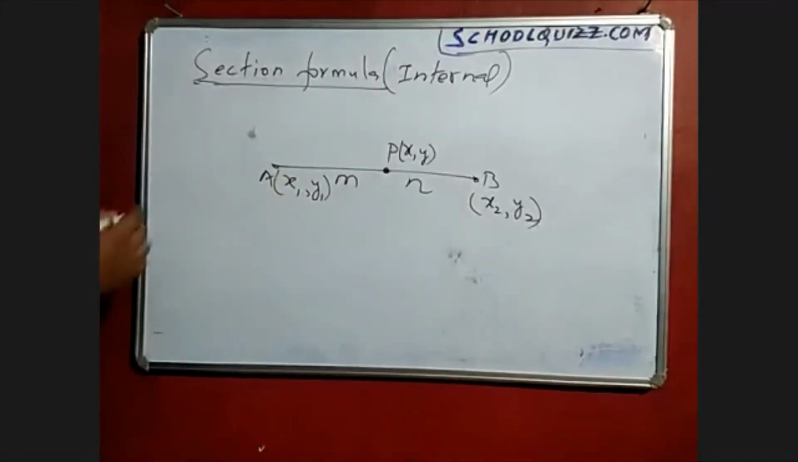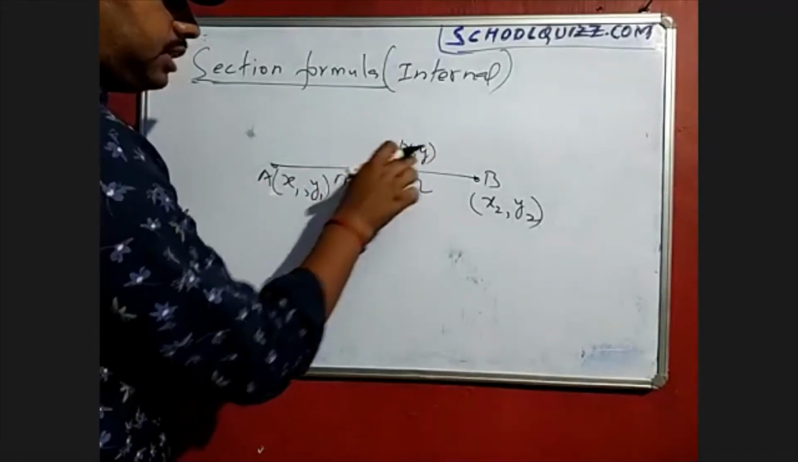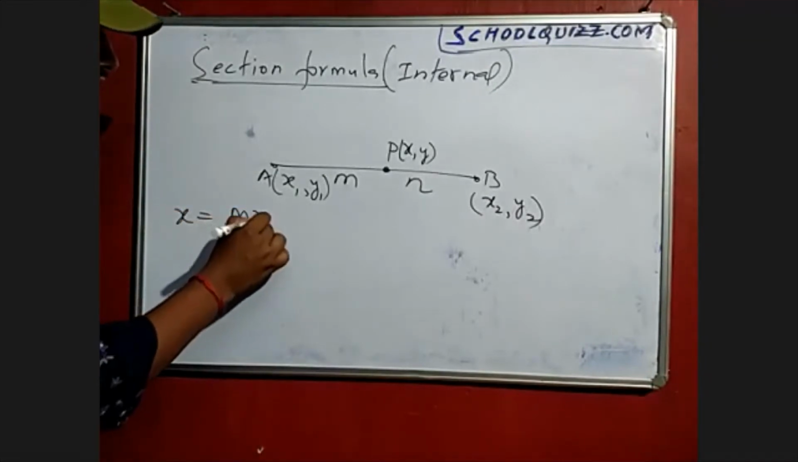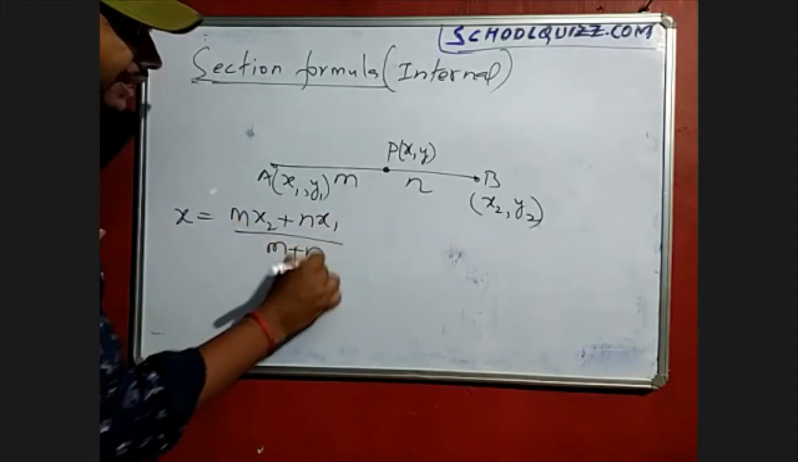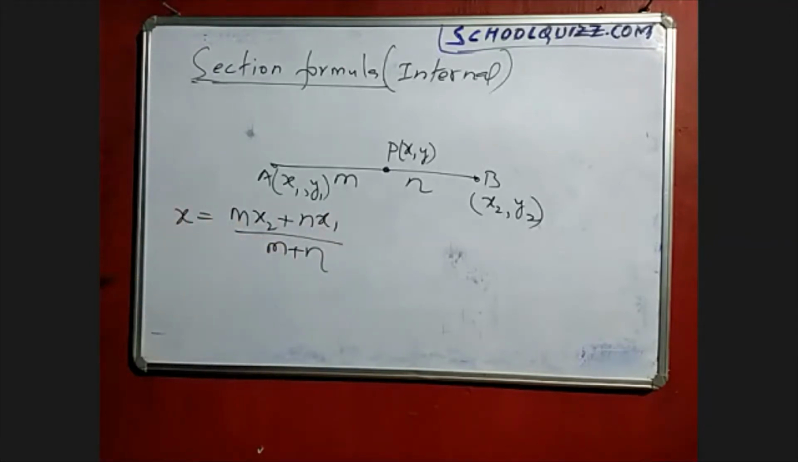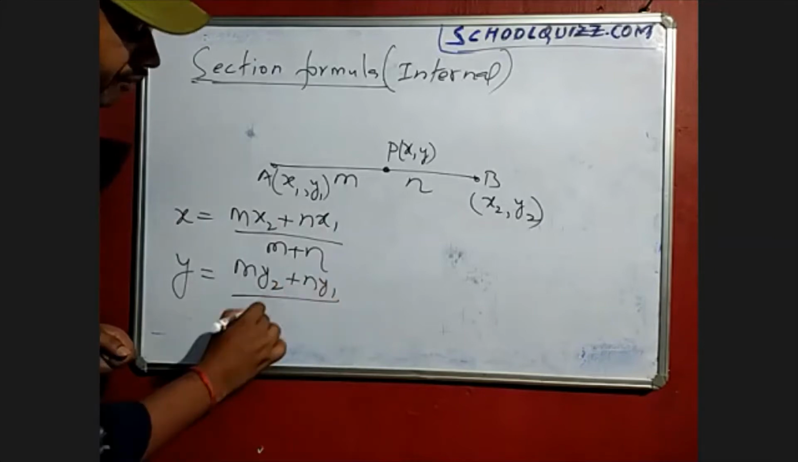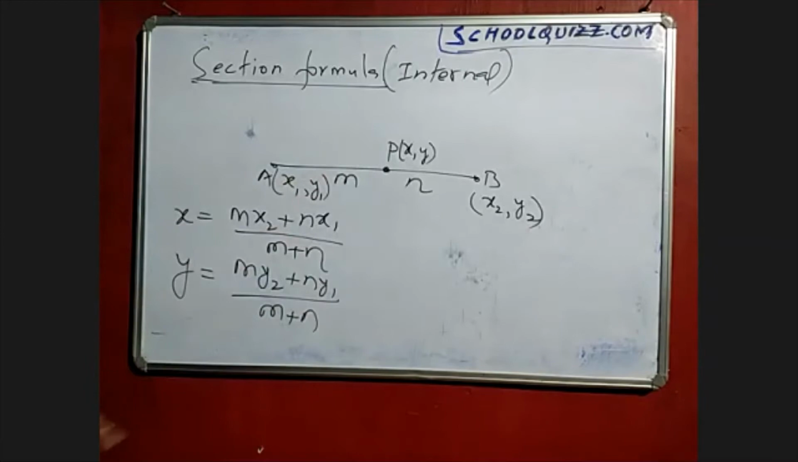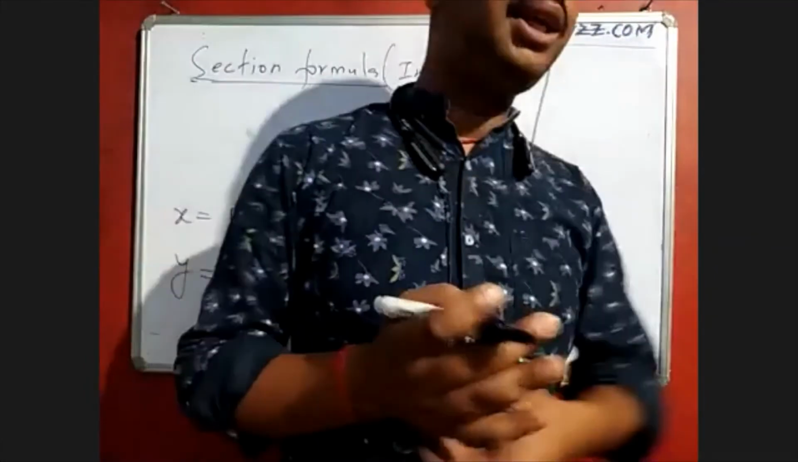So how can we write the formula directly? For this x and y, x is equal to mx2 plus nx1 divided by m plus n, because this is internal division, so plus will come here. And y is equal to my2 plus ny1 divided by m plus n. This is the x and y coordinate of P, which we can calculate directly. A derivation exists, but it is not in the NCERT or 10th class syllabus.